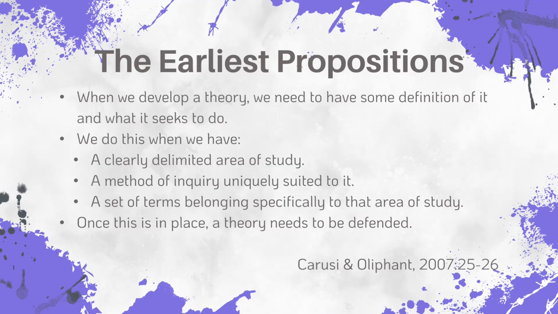Now, whenever you want to take a look at a theory, just to preface this, we are talking about literary theories, because of course this is literary theory explained. We are looking at literary theories, it makes sense. So when we are considering a theory, we first have to look at the earliest propositions of the theory, right? When we're first creating a theory.